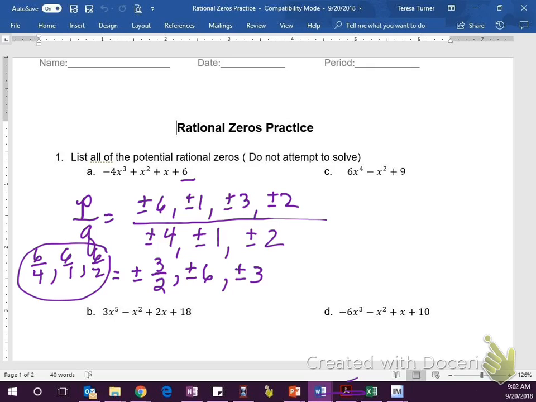So then plus or minus 1 over 4, plus or minus 1 over 1, and plus or minus 1 over 2. Then plus or minus 3 over 4, plus or minus 3 over 1 we already have, and plus or minus 3 over 2 we've already listed.